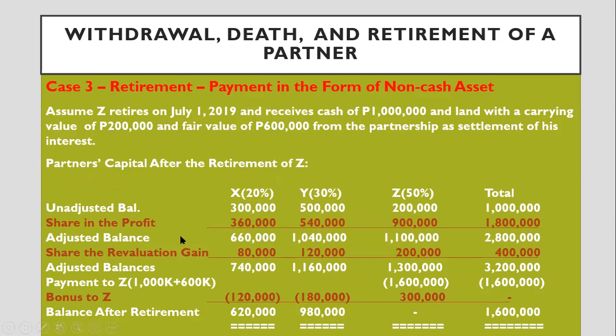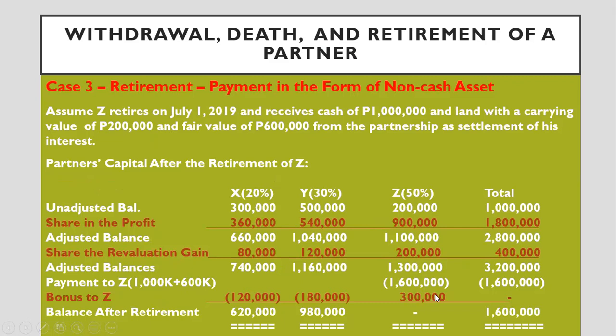So after the retirement, what will happen? This is the same problem. I'll just go directly in here. So, partners' capital after the retirement of Z. These are their adjusted balances now after the revaluation gain. So for Z's payment, how much is it? It is 1,600,000.